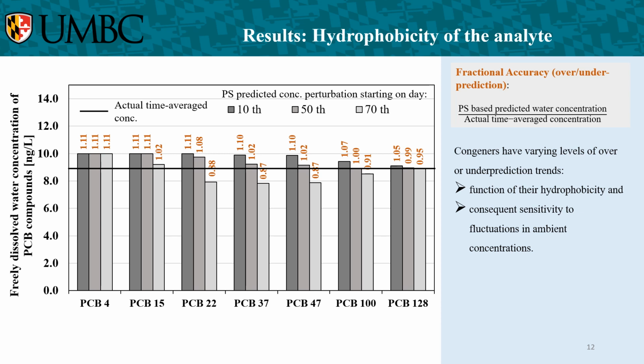We see that for a tri-homolog like PCB22, when the pulse starts on the 50th day, which is the intermediate gray bar, concentration is over-predicted by about 8% versus when the pulse starts on the 70th day, it is under-predicted by about 12%. For PCB128, because it is more resistant to diffusive fluxes, the percentage of over or under prediction of water concentration is quite low.